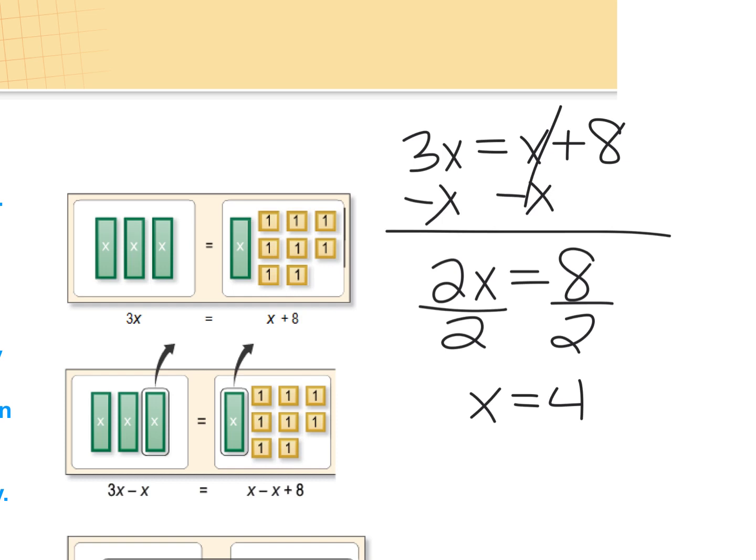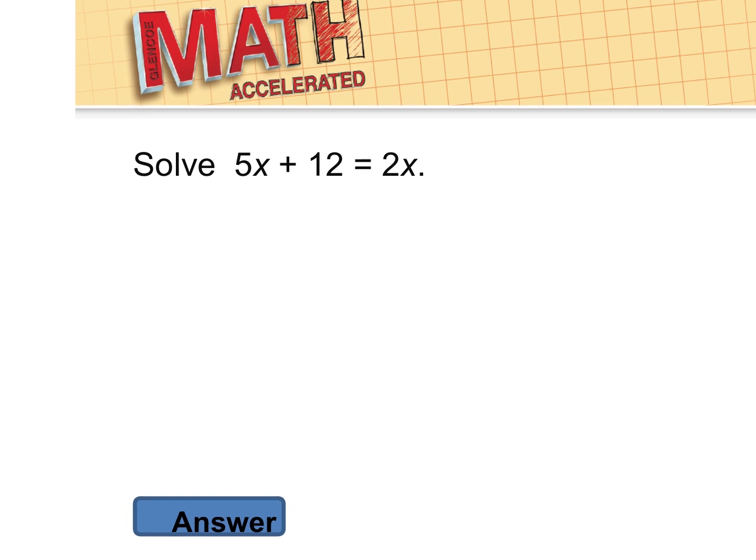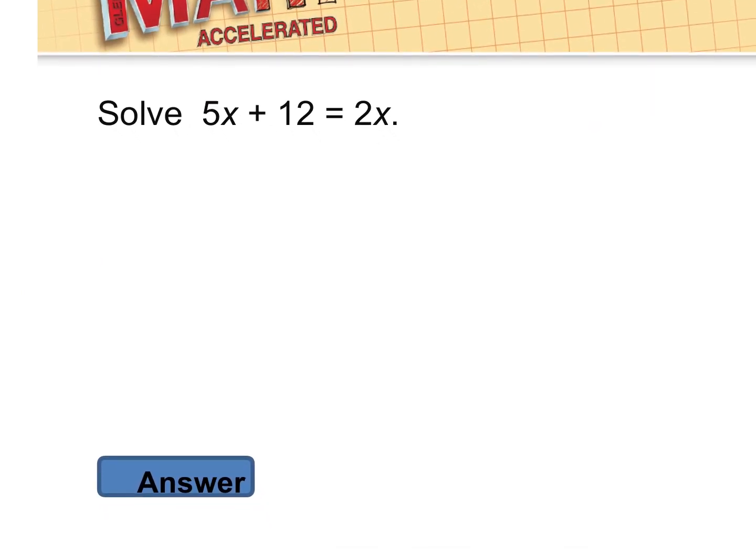Okay, so let's look at another example. This one. What do you notice about this one? You got 5x. Two variables. We want to get them on the same side. So which one should I move? The 5x. Why the 5x?